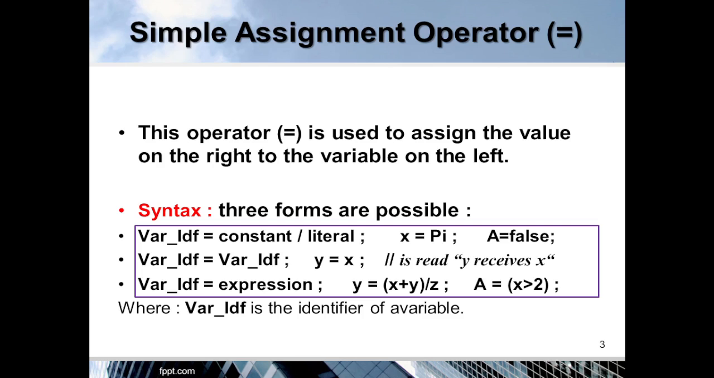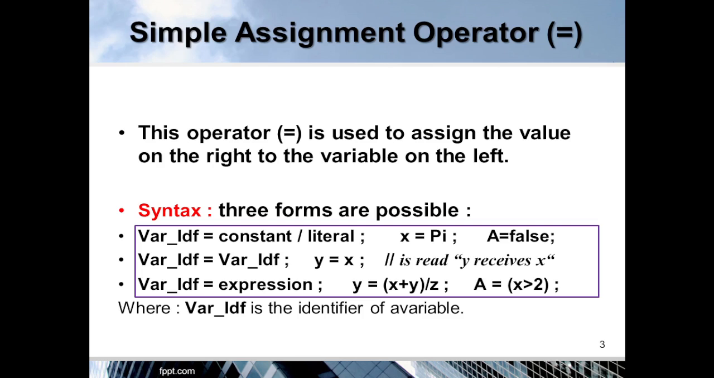Okay? So for example here, the variable x receives the value of pi, which is the value of a circle, which is 3.14, 15, etc. And we can put also literal, like a Boolean value. Here variable a receives the value false. And we can put an integer value, for example 3. So a receives 3. Okay.